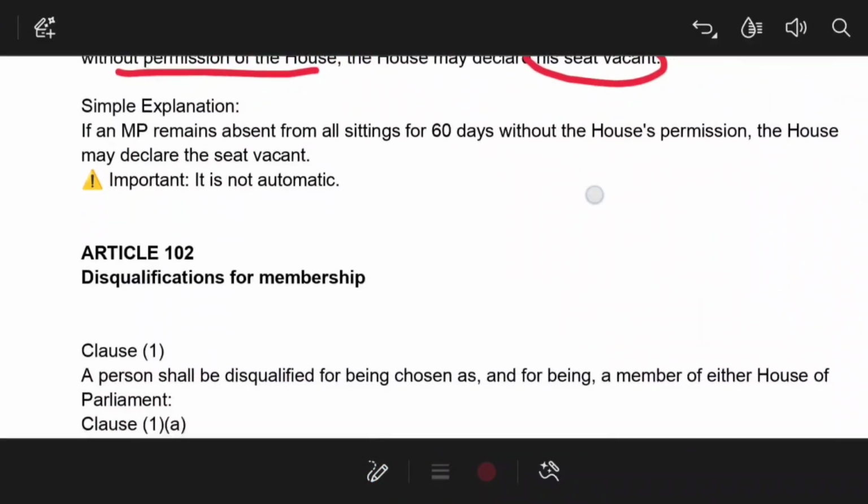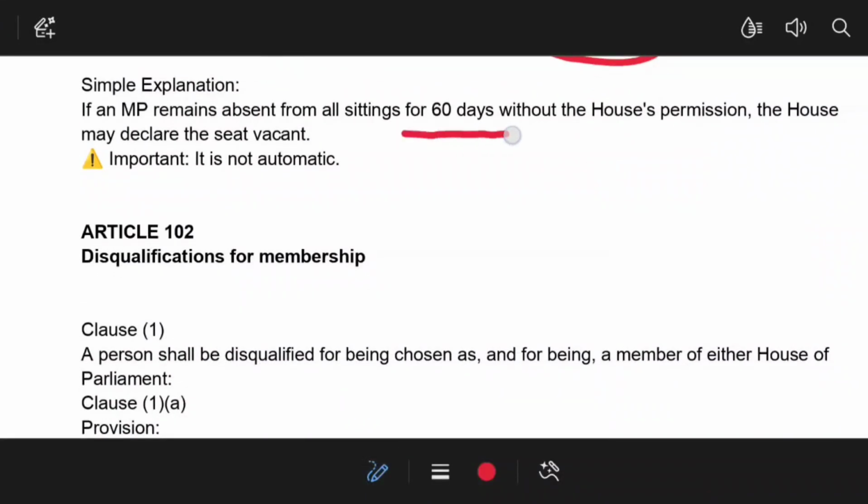So if an MP remains absent from all sittings for 60 days without the house's permission, then the house will consider the seat vacant. Okay, but it is not automatic. That means this procedure is not simple, right? You just can't disqualify any elected member, right? So it is not automatic, but yes, this provision is under Article 101 clause 4 of the Indian Constitution. Okay, 60 days is mentioned. That is why this Act is more important for you.